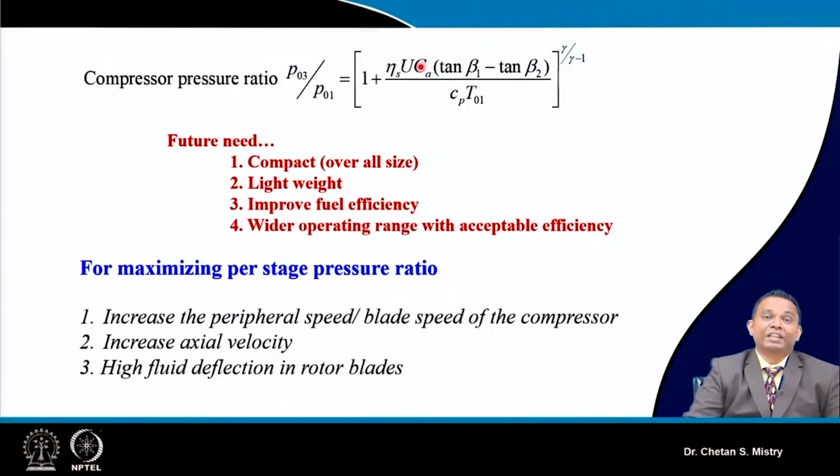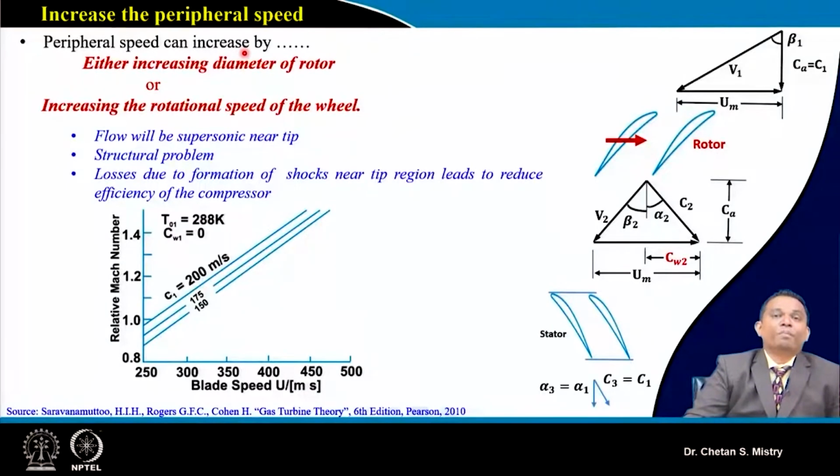Secondly, we can increase the axial velocity. Third, we will be having, say, a high flow deflection angle for the rotor blades. So by having the variation in these three parameters, we are able to achieve the higher compression ratio. Now let's try to understand one by one.